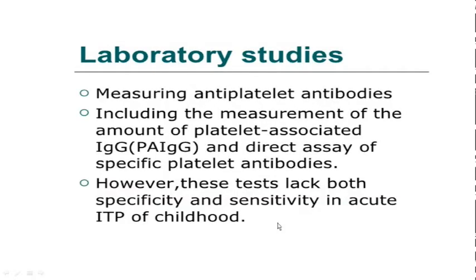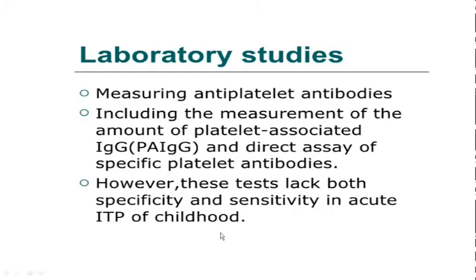Another thing that can be done is measuring antiplatelet antibodies, but this is not very practical and not very necessary for the diagnosis of ITP. ITP is basically a diagnosis of exclusion. You exclude all the other causes for low platelet count, and then clinical assessment and the history of the patient is very important. And then we look at the peripheral smear, and even a bone marrow examination is not required in most of the cases.